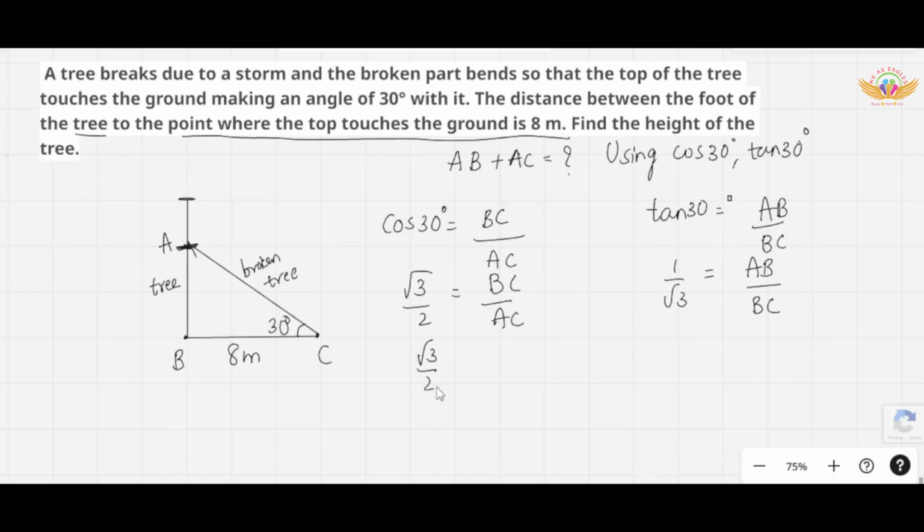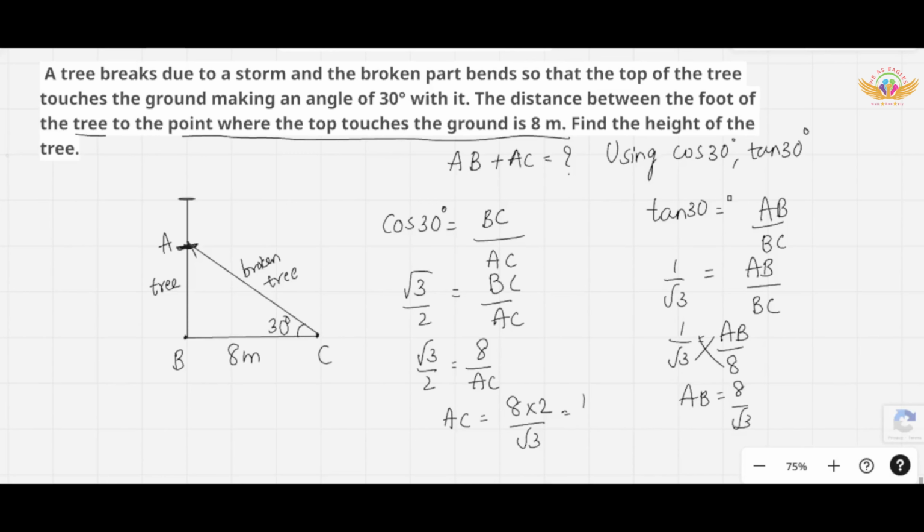Root 3 by 2 is equal to 8 by AC, and here also 1 by root 3 is equal to AB by 8. Do the cross multiplication. So AC we get it as AC is equal to 8 into 2 by root 3, and here AB we get it as, do cross multiplication, 8 by root 3.